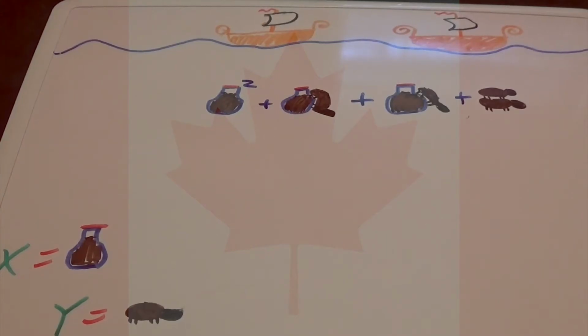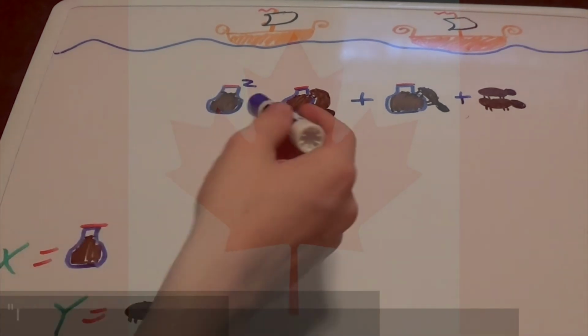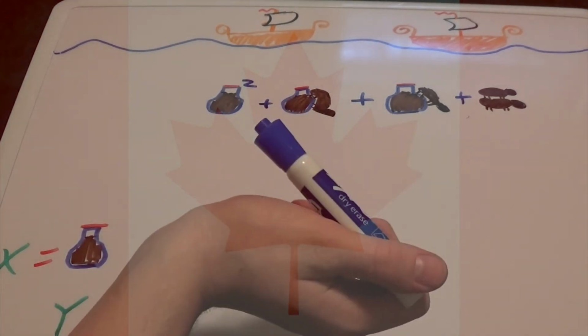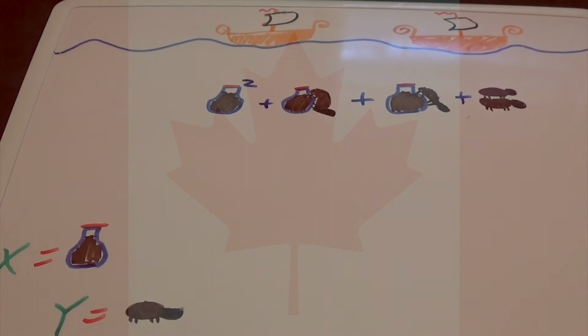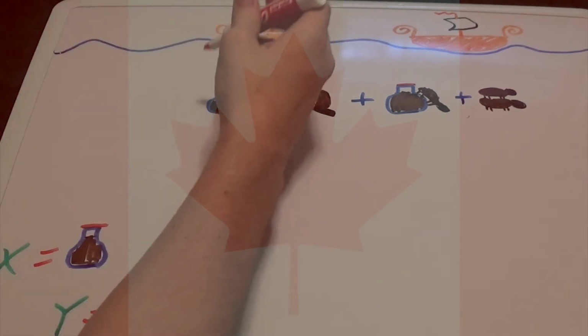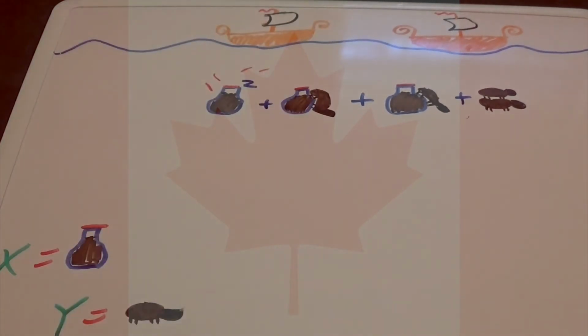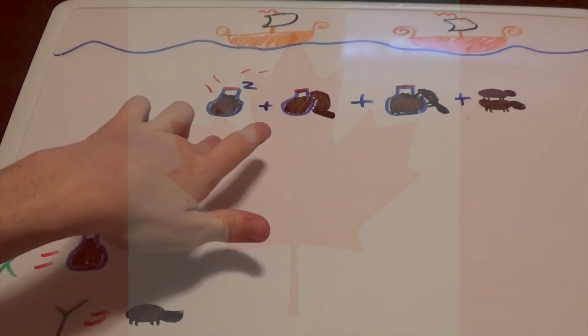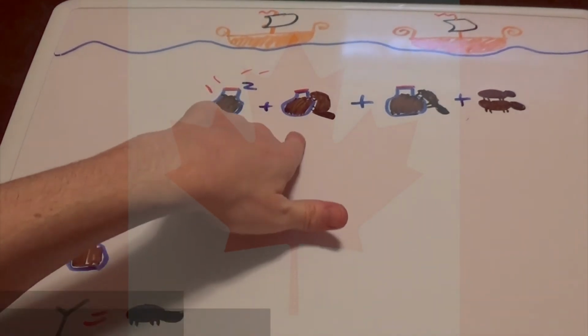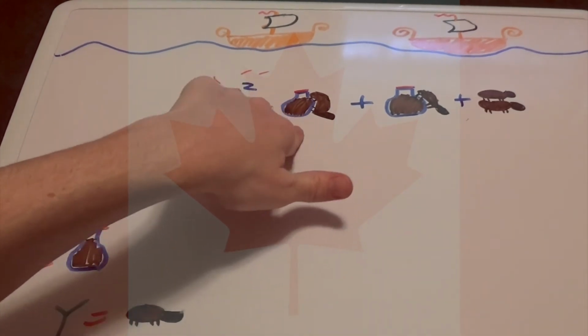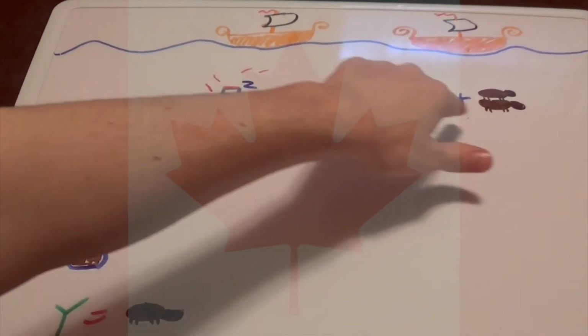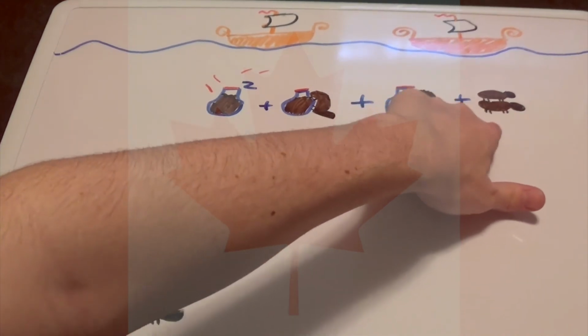Alright, if you're like me, you like to see things as they apply in the real world. Now, this situation might seem a bit crazy, but let me relate it to the real world. Say I have maple syrup squared. I don't know what that would be like, a super syrup. But say you have maple syrup squared plus a beaver attached to a maple syrup, plus another beaver attached to a maple syrup, and then you have 2 beavers just by themselves.